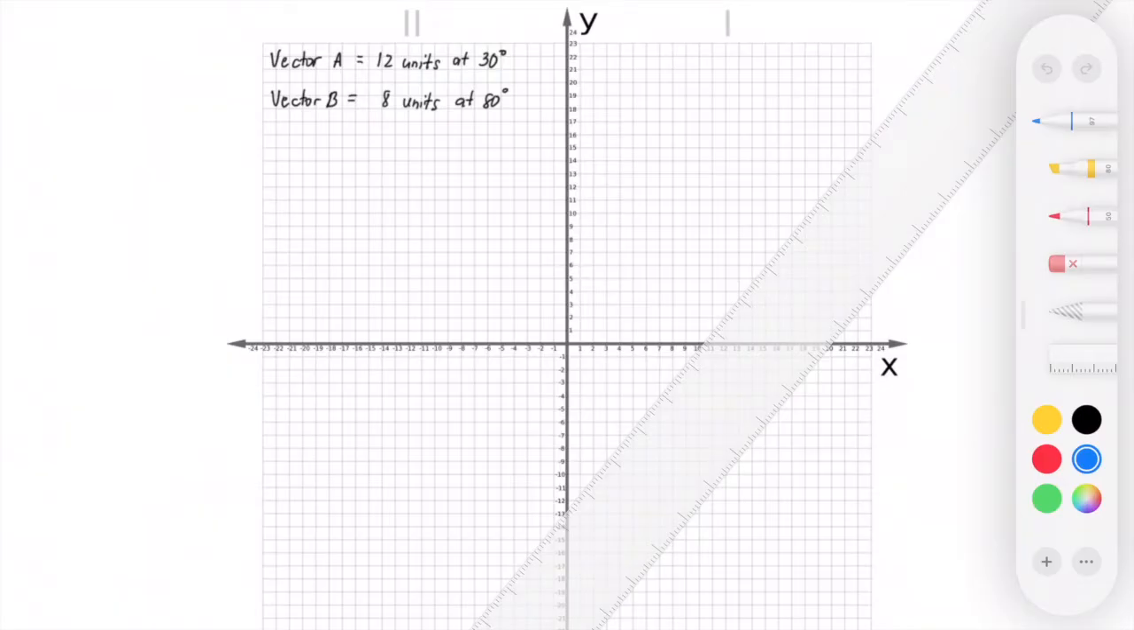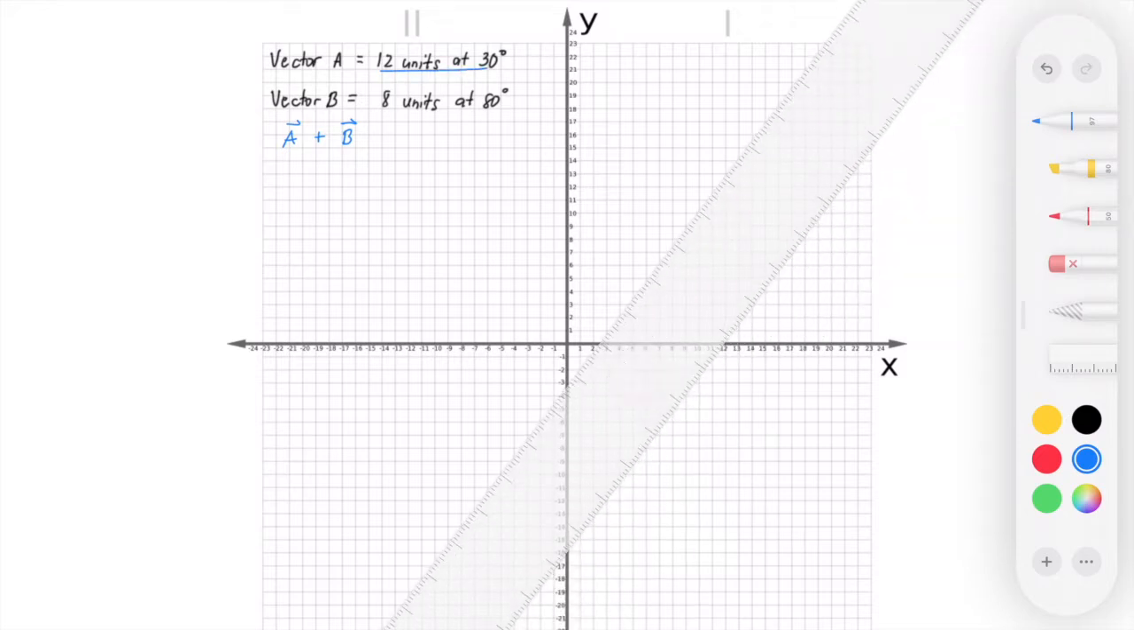Okay, so for the example letter A, we're going to add vector A plus vector B, and let's try to add it graphically. So for the vector A, we have 12 units at 30 degrees, and let me represent it with my ruler, wherein for every 1 centimeter of my ruler, I'm going to have 2 units.